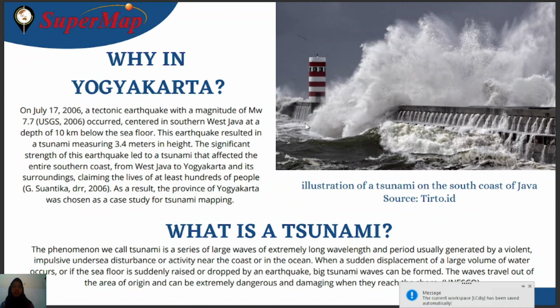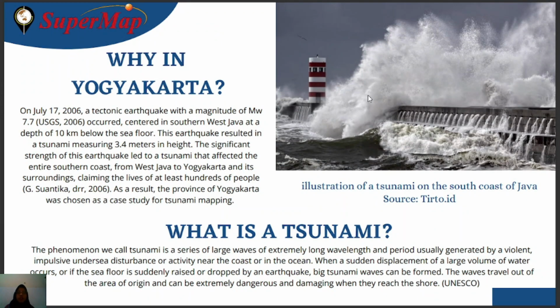Why did we choose Yogyakarta? Because on July 17, 2006, a tectonic earthquake with a magnitude of 7.7 Richter occurred, centered in southern West Java at a depth of 10 km below the seafloor. And this earthquake resulted in a tsunami measuring 3.4 meters in height.